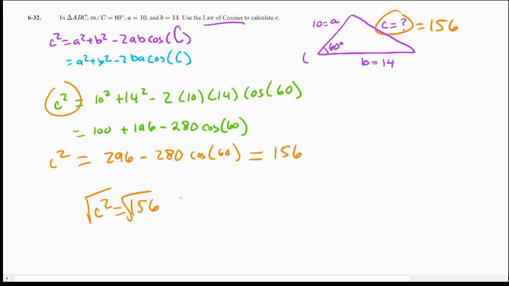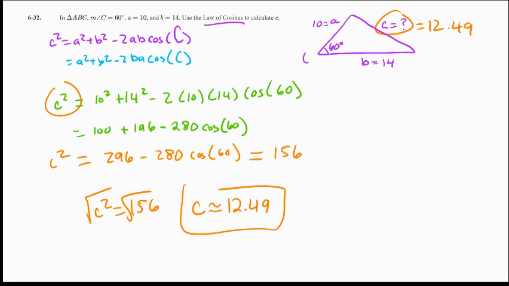I take the square root of both sides, and that tells me that C, I'm going to round here, is about 12.49. And that makes way more sense in my situation here, 12.49. And that is a much better answer.